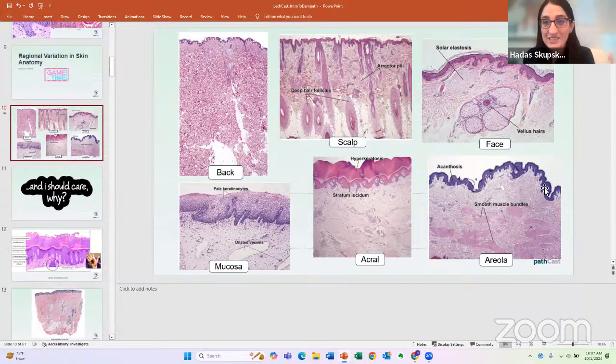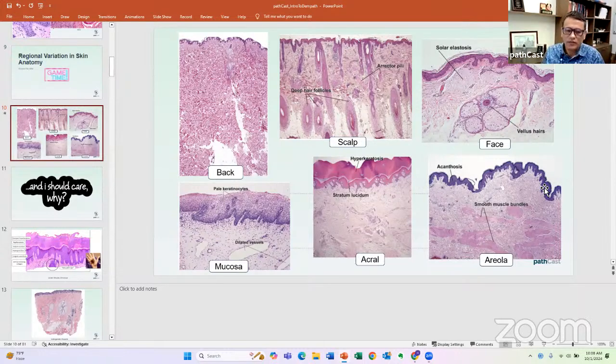Is there solar elastosis kind of replacing my superficial dermis? Then that's pathology in and of itself that lets you know that you have UV damage. Be on the lookout for neoplasms related to UV, et cetera. I hope that answers that question. But it's just important on so many levels to know where the skin that you're looking at is from, and specific things that you might encounter in that location.